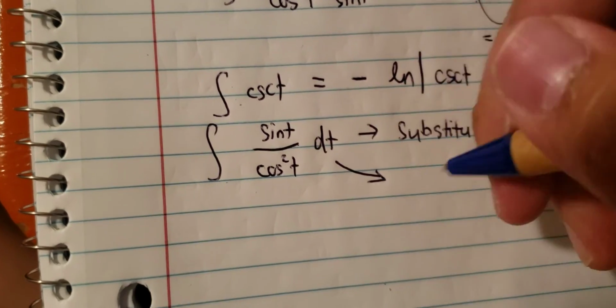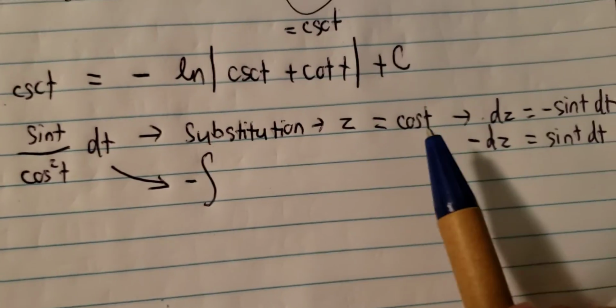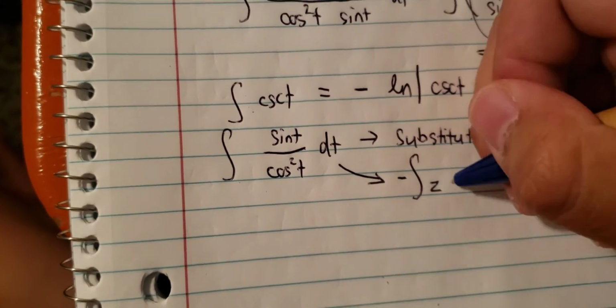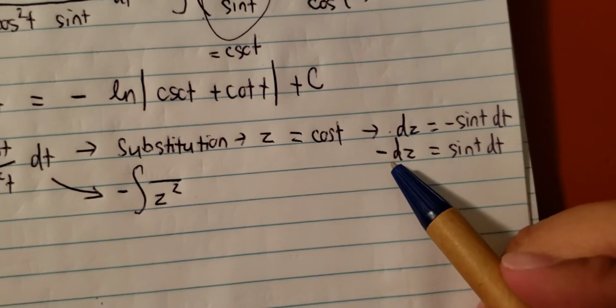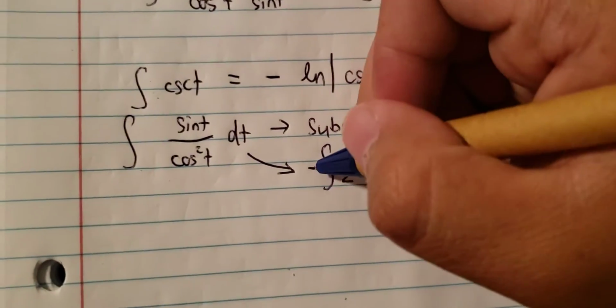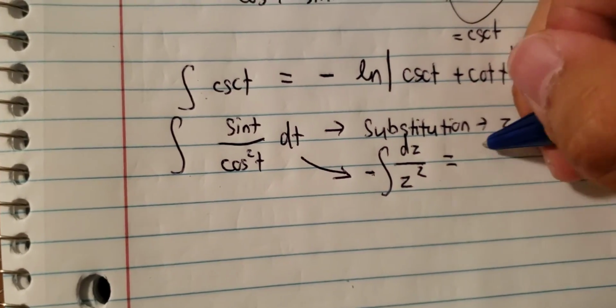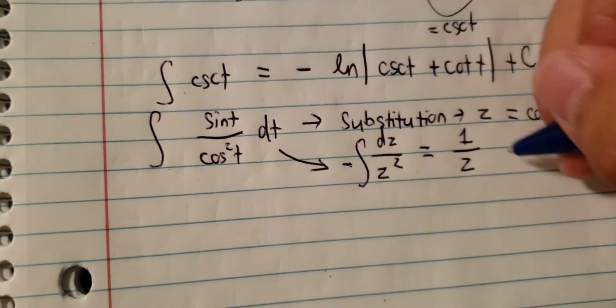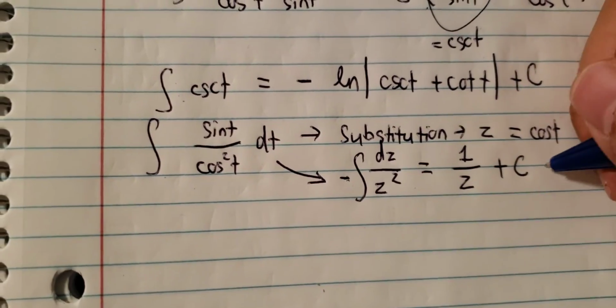So this one we change for cosine t squared, we change for z. This one we change for negative dz. I just put negative in here. And then we get 1 over z plus c. And z is cosine t.